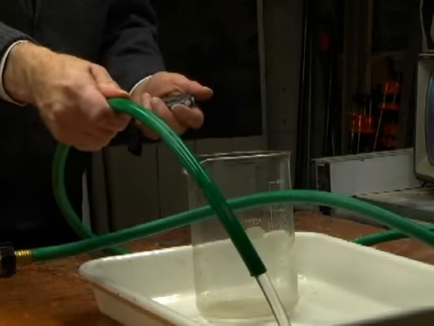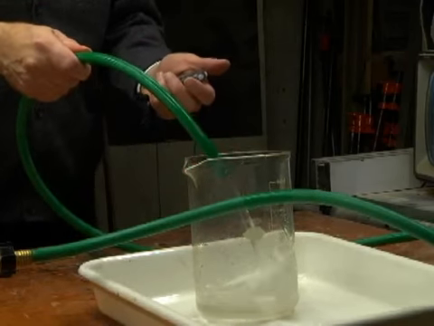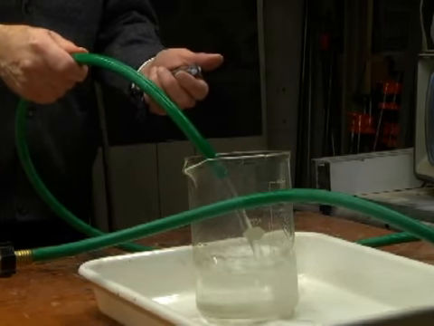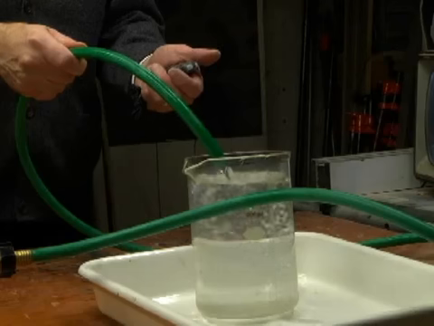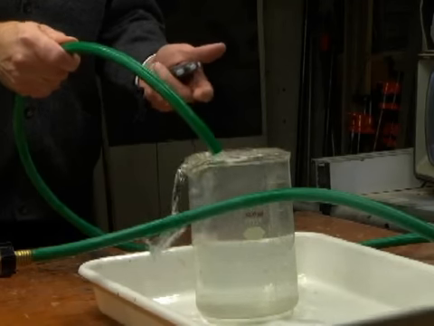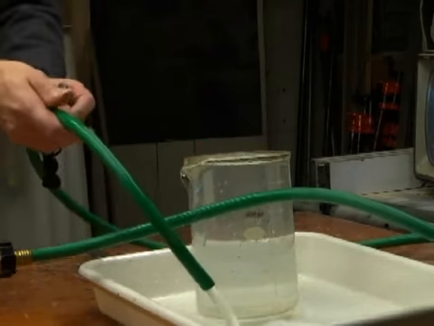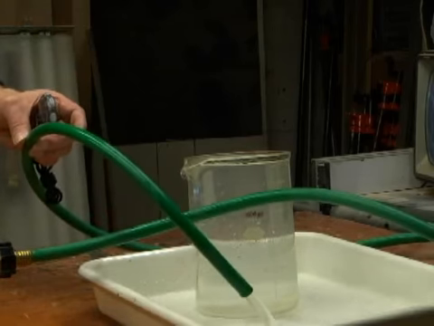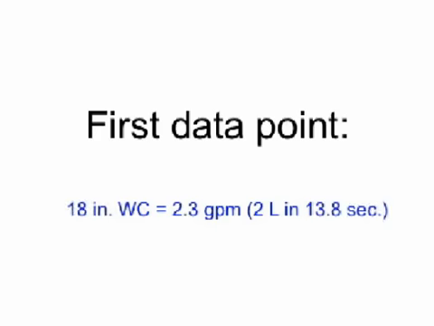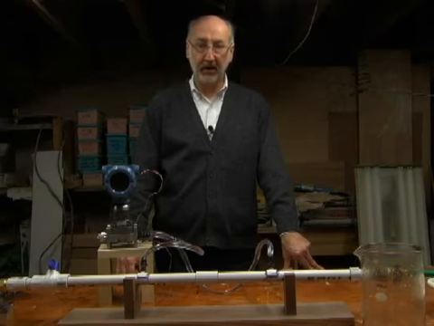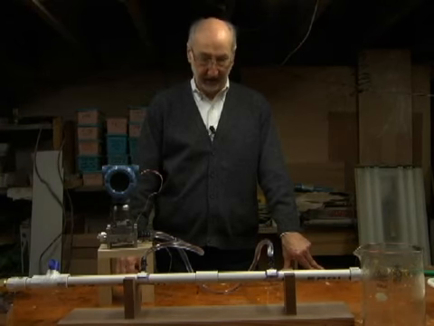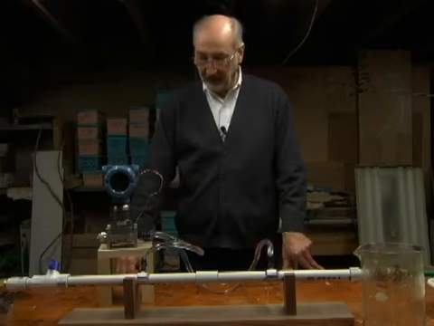Okay, ready, start. There. So it took 13 seconds to fill our beaker. Okay, so now we have one data point to start creating our flow versus differential pressure curve. Let's turn it up and get a little higher reading and then try a second beaker test.